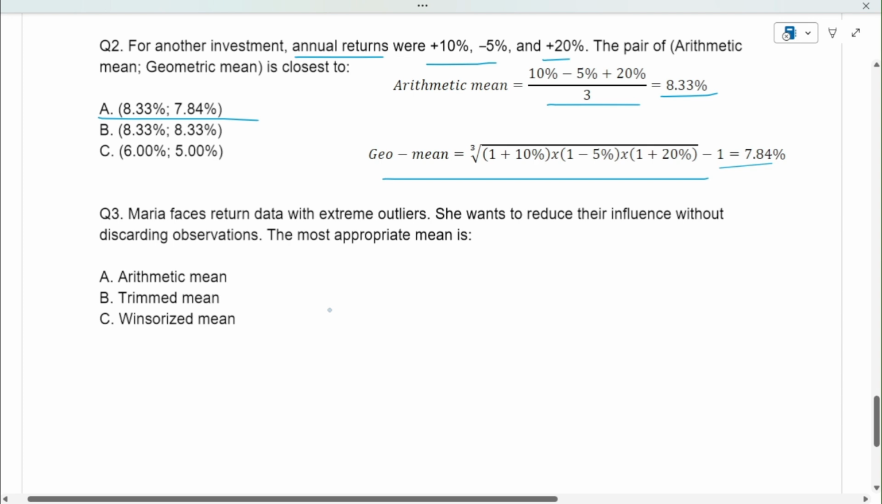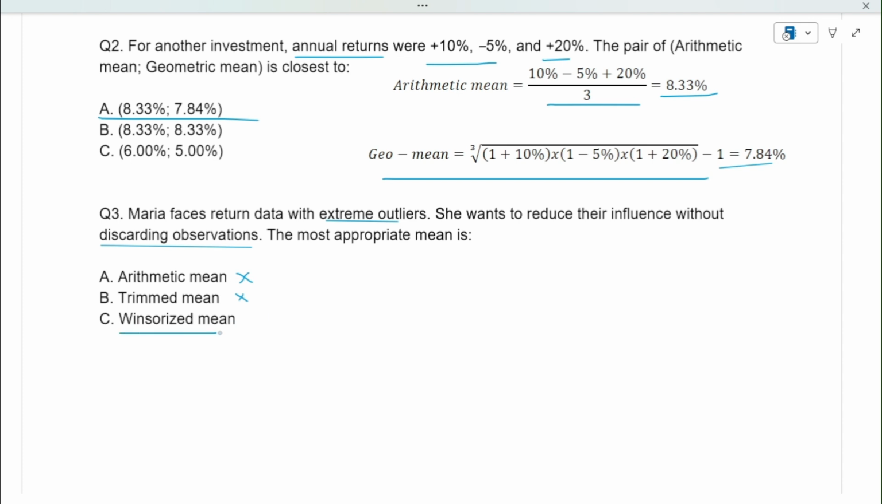Finally, Mario faces return data with extreme outliers. He wants to reduce their influence without discarding observations. Now, what is the most appropriate mean to use here? There are two key factors here. The first one being outliers. Remember, we can't use arithmetic mean when there are outliers in the dataset because it is heavily influenced by the outliers. Secondly, he wants to keep the data as it is, or in other words, not discard the observations. When we use trimmed mean, we actually drop values from the data, or in other words, we discard them. So the answer is not trimmed mean either.